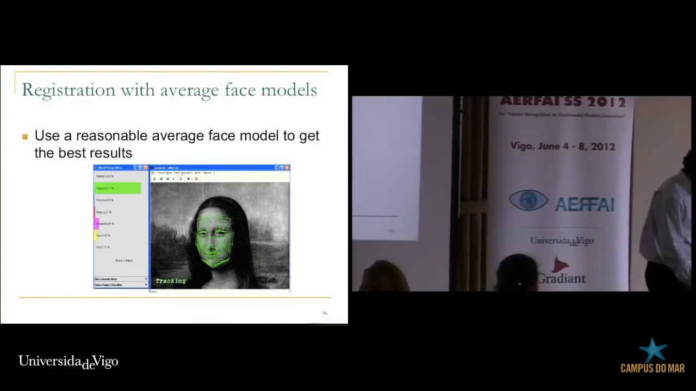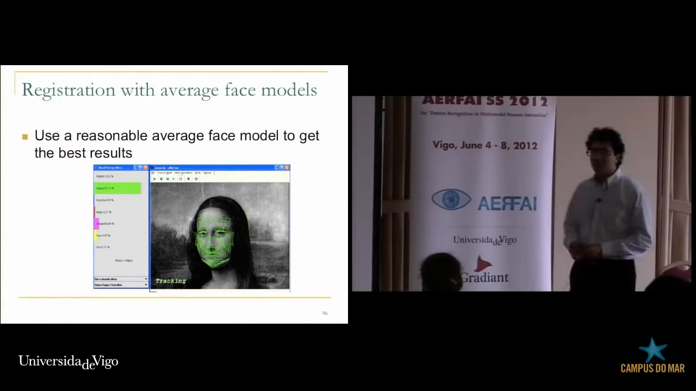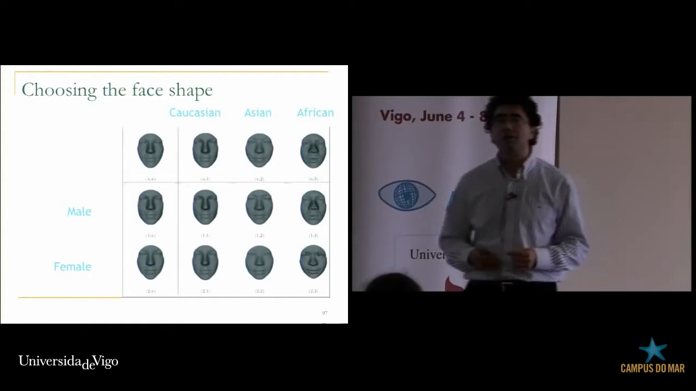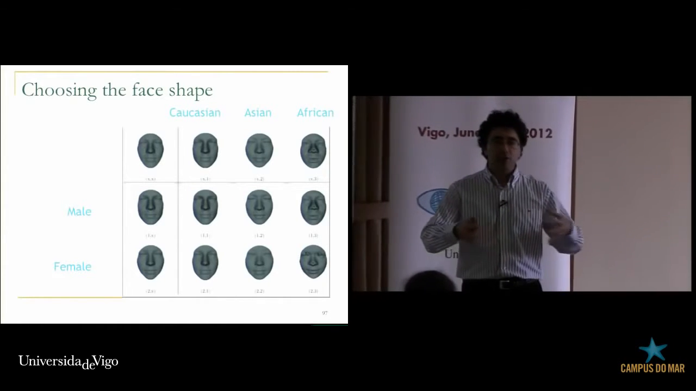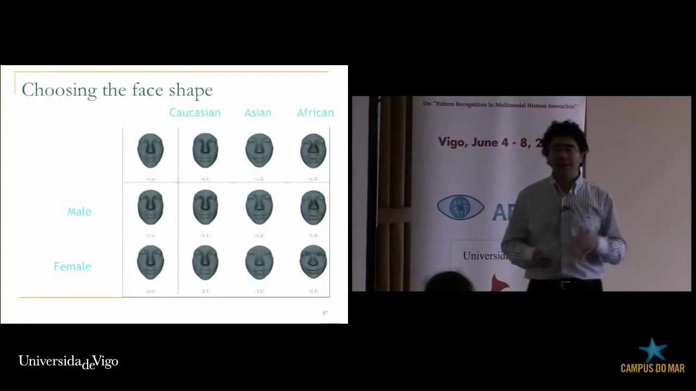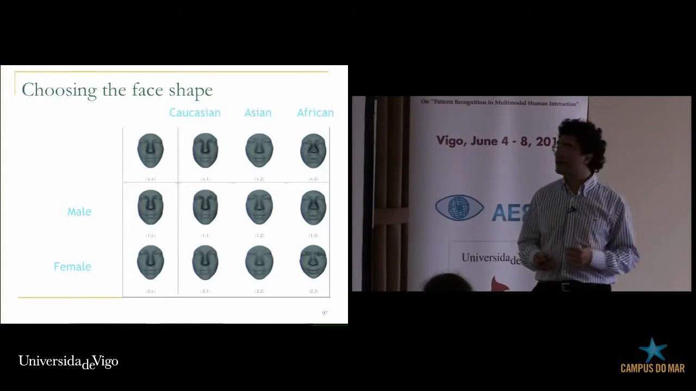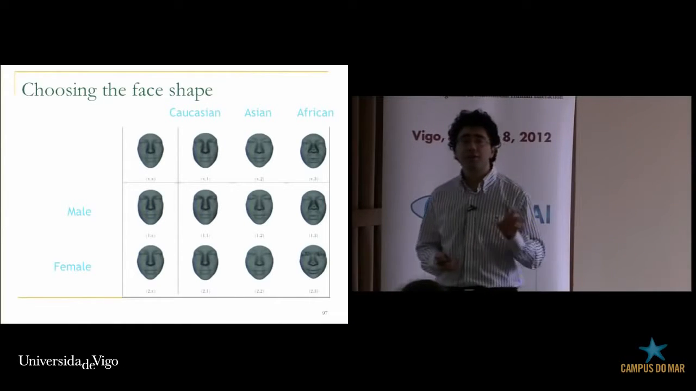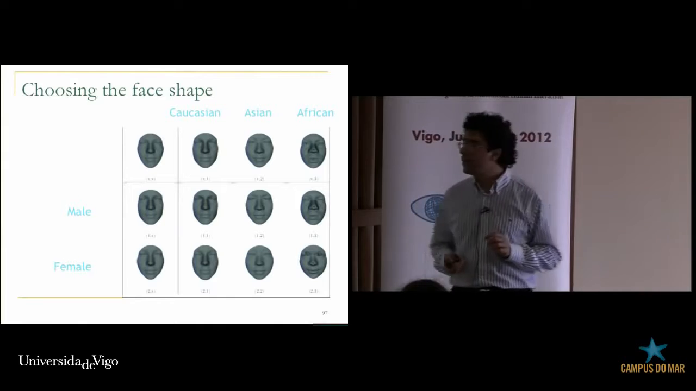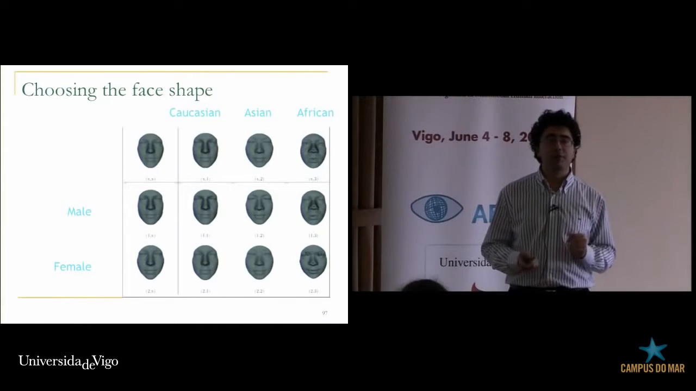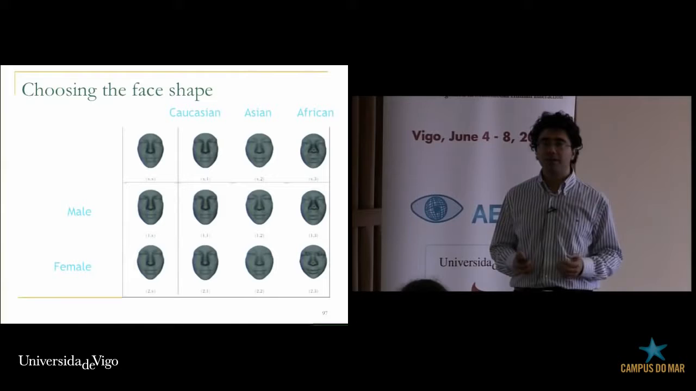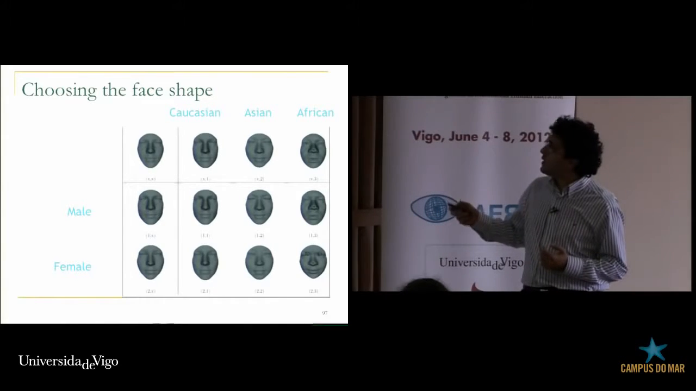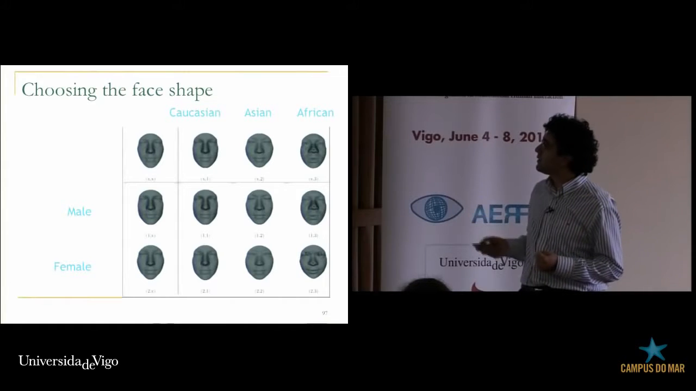Now, let this be a lesson to us all. When we're doing face analysis, it pays off to use different models for dimensions that are obviously relevant. For instance, male and female faces. Female faces are typically 30% smaller. So why don't we use female average faces for registering female faces and male averages for male faces? And also ethnicity, Caucasian, Asian, and African faces.